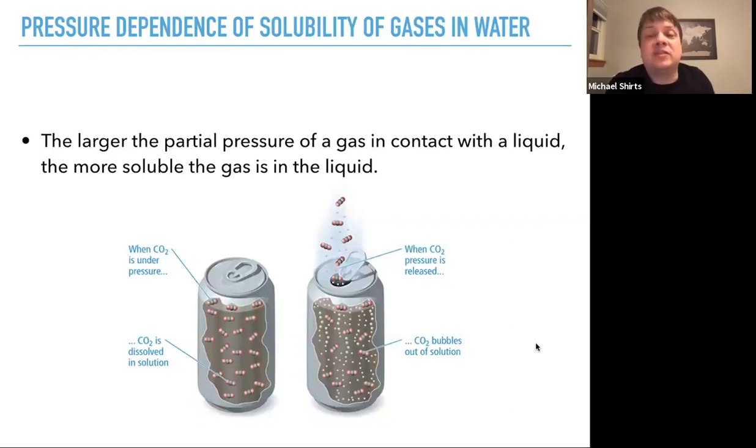Again, soda is a great example. These are pressurized containers. When you open the lid, gas is released because you've lowered the pressure and you've changed the equilibrium so that the carbon dioxide can then come out. So think about it the next time you open a bottle of soda and think about what's going on.